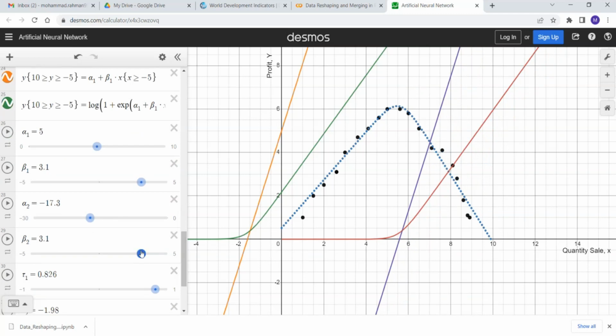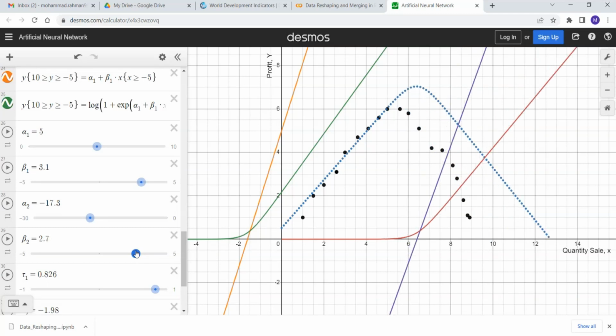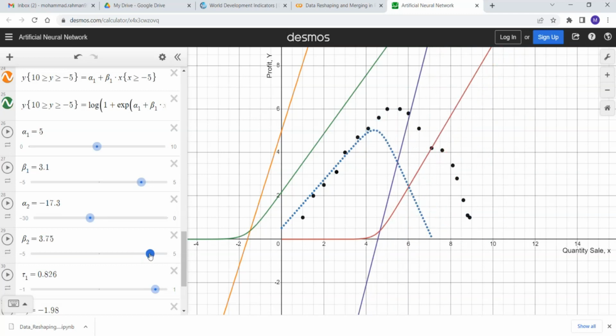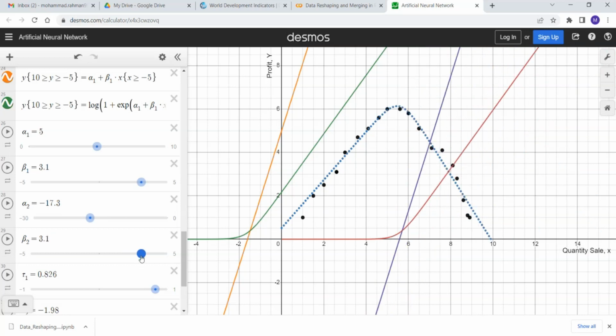Beta 2 will make the slope change of this purple and red line. So when you increase beta 2, the two lines will be steeper. When you decrease it, then the two lines will be flatter. So the predicted line will also be changed.